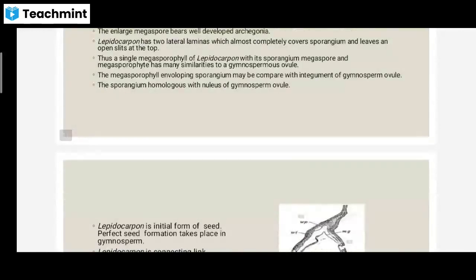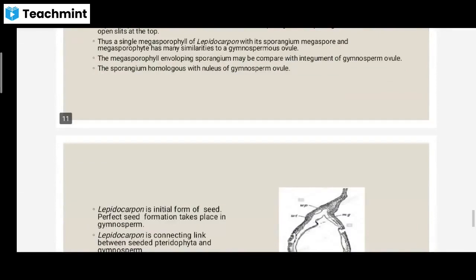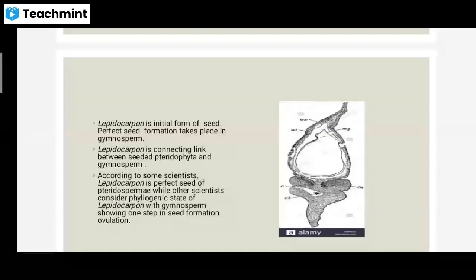Lepidocarpon is the initial form of seed. Perfect seed formation takes place in gymnosperms. Lepidocarpon is a connecting link between seeded pteridophytes and gymnosperms. Lepidocarpon is a perfect seed of pteridosperms. The phylogenetic status of Lepidocarpon with gymnosperms shows one step in seed formation, ovulation.